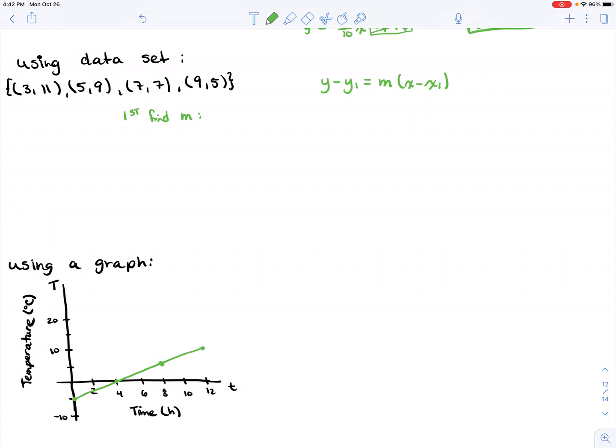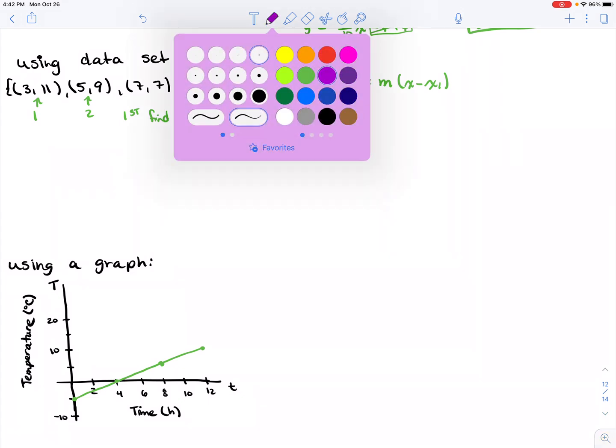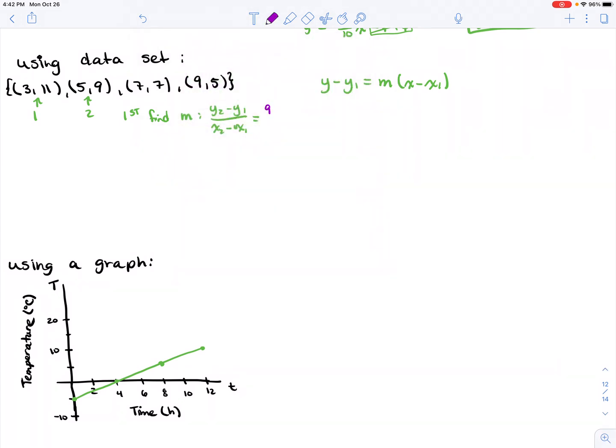Well, I'm going to use 3, 11 and 5, 9. So these are my number 2 points. These ones are my number 1 points. So again, y2 minus y1 over x2 minus x1. Putting in my points, I have 9 minus 11 over 5 minus 3, and that leaves me with minus 2 over 2, which is equal to minus 1. So there is my m value. That's going to go right there.